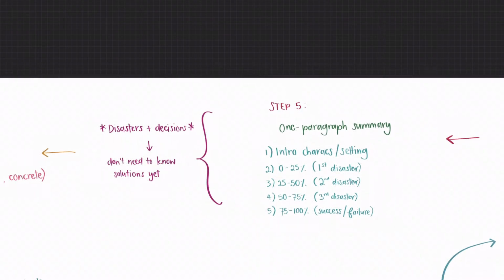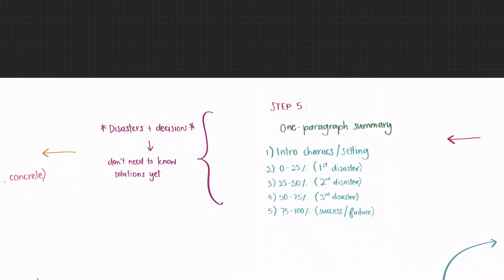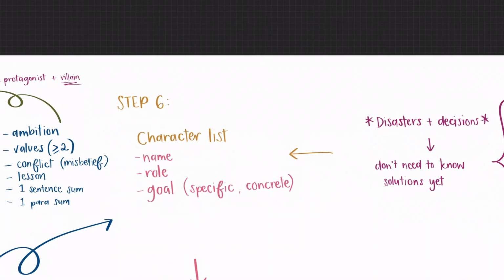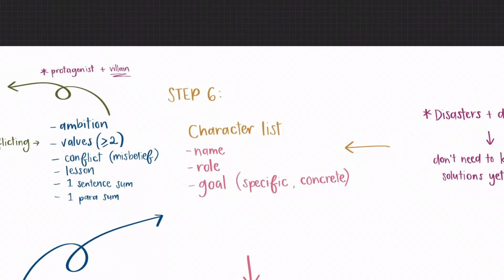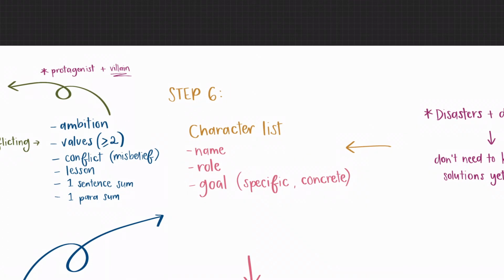But you don't need to know the solutions to each of these problems yet, just know what the problems are going to be. Then step 6 is to make a character list. And I should say, another part of this Snowflake method is that it alternates between something to do with the plot and then something to do with the characters, which is designed to try and create balance between the plot and the characters, so that you put equal attention on both to create a balanced story.